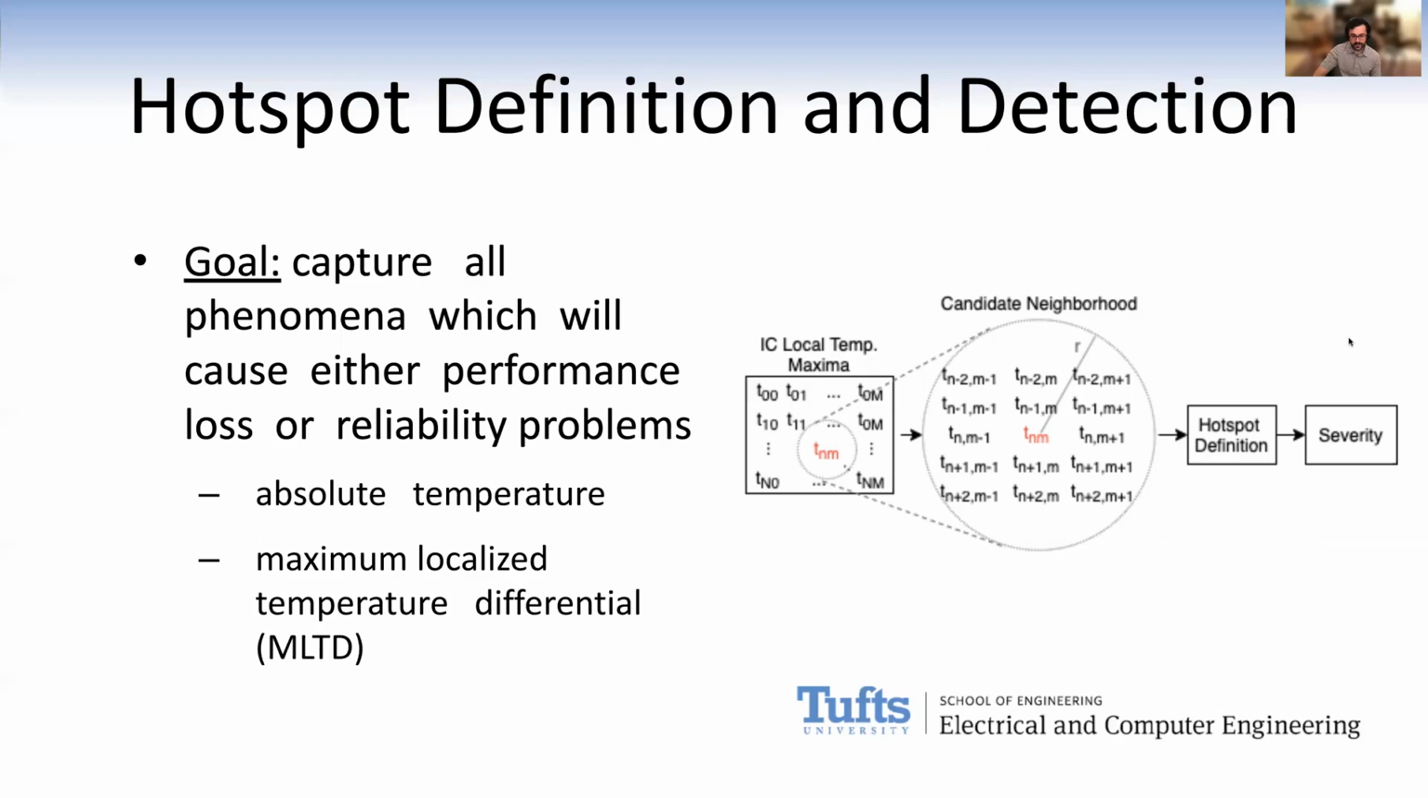The detection algorithm is described on the right. First, at each time step, we collect the local temperature maxima on the IC. Then, for each, we look at a neighborhood of temperatures based on some radius and evaluate the temperature differences between the center temperature and all neighbors. Localized temperature differentials arise due to, one, the different ways in which temperature affects transistors versus interconnect, and two, because of the difference in activity between neighboring transistors, subunits, or functional units, depending on the granularity of interest.